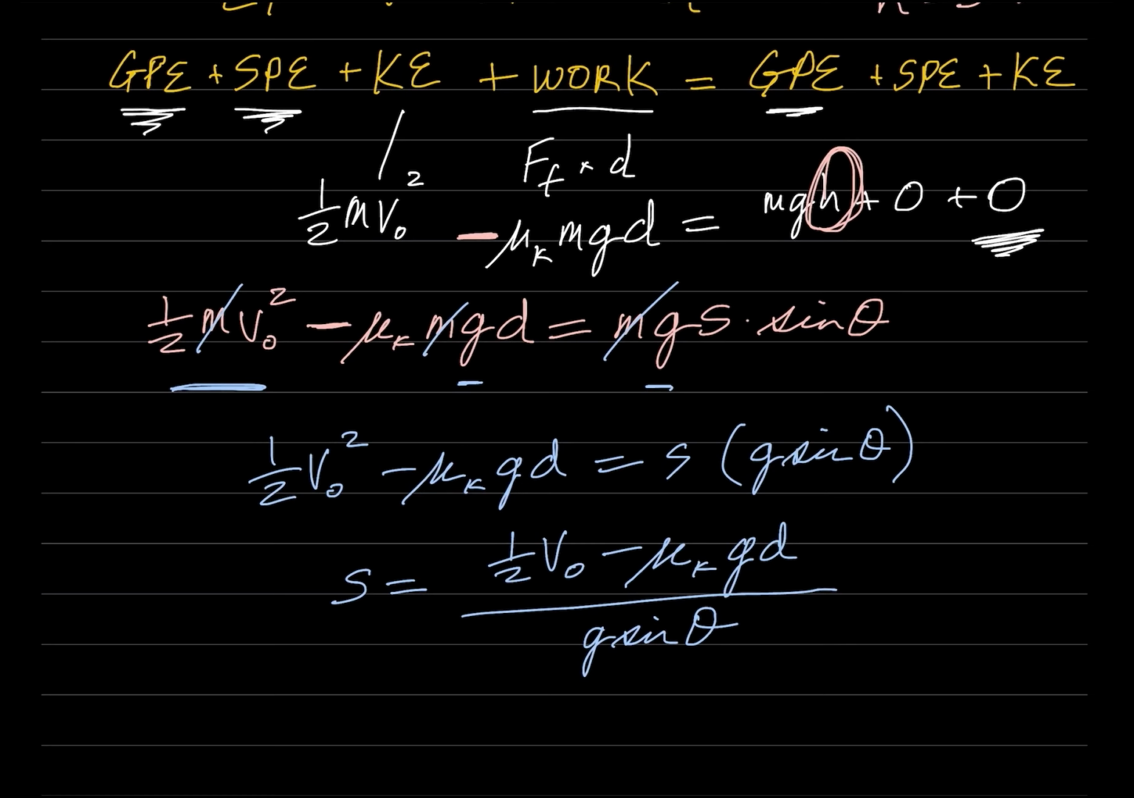Let's take a look at a couple things before we move on. Our answer seems to make sense because according to the right side of this equation, if we start out with a higher velocity, s will be higher. If the coefficient of friction is smaller, let's say it's 0, then once again, s will be higher because we will lose less to friction.